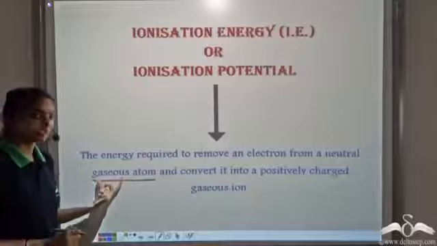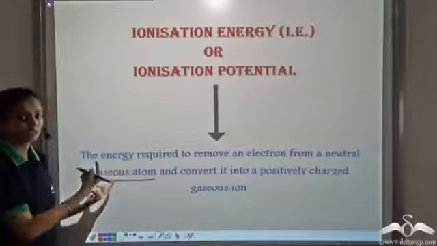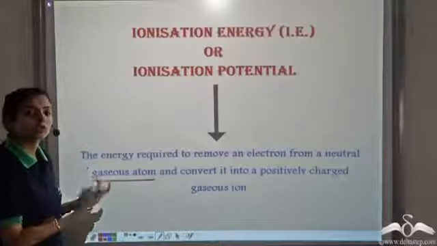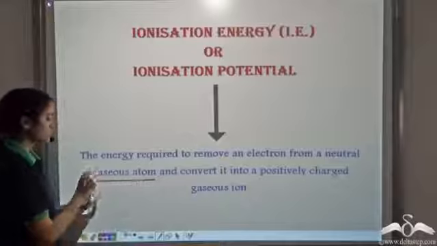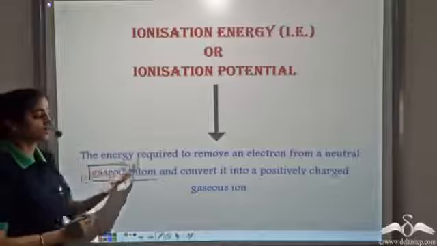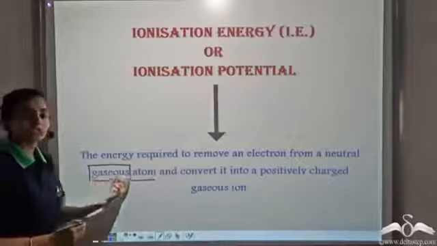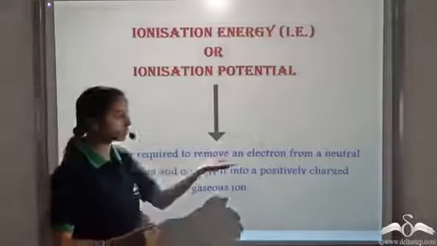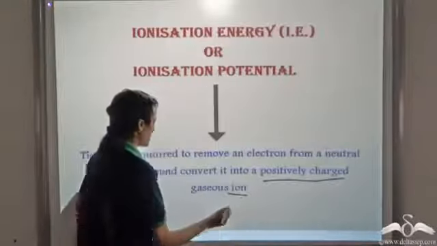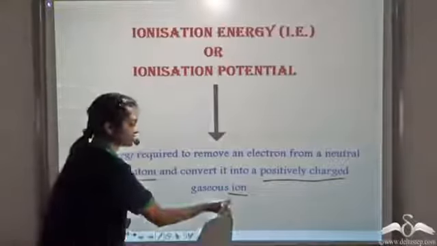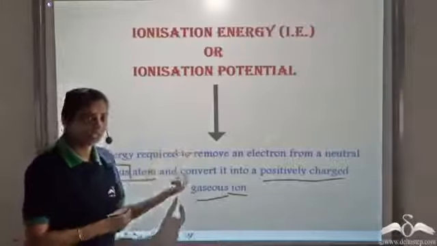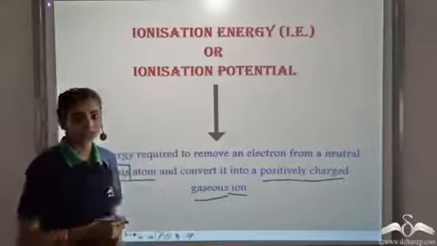We talk of a gaseous atom because we want to say that the atom is isolated. In liquids or solids, it is associated with some other atoms. So we do not talk of liquid or solid atoms. To specify that the atom is isolated, we say the energy required to remove an electron from a neutral gaseous atom, and since we remove an electron, it converts it into a positively charged ion. Since we are taking a gaseous atom, it converts it into a gaseous ion. So to remove an electron from an atom requires energy, and this energy is known as the ionization energy.